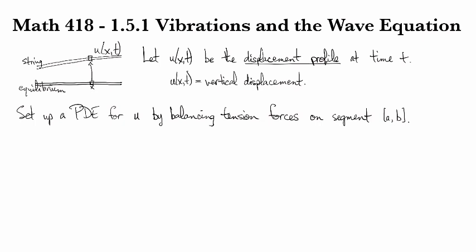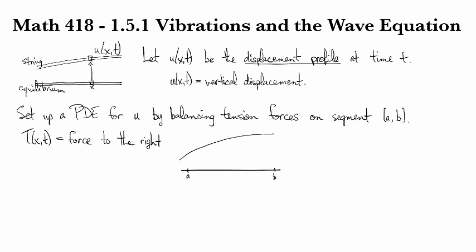So here's the idea. For tension forces, T is going to be the force due to tension. And since this is a vector, this is going to be the force to the right at some particle at location x. So suppose we've got some segment here, from, say, A to B, and this is a zoomed-in close-up on some much bigger string, so let's just say it's looking something like this.